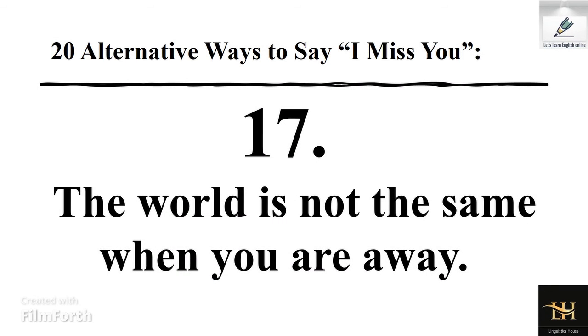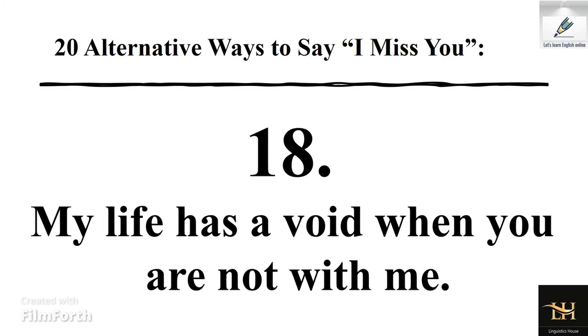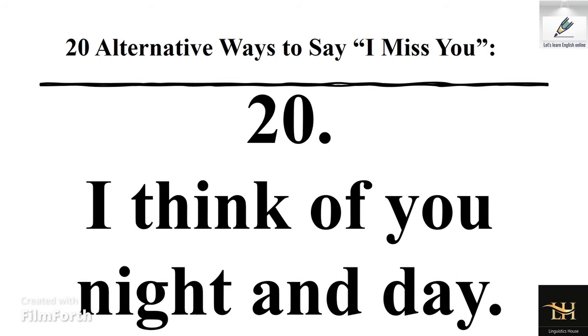17th alternative way to say I miss you is the world is not the same when you are away. 18th alternative way to say I miss you is my life has a void when you are not with me. 19th alternative way to say I miss you is I'm counting the days until I see you again. 20th alternative way to say I miss you is I think of you night and day.